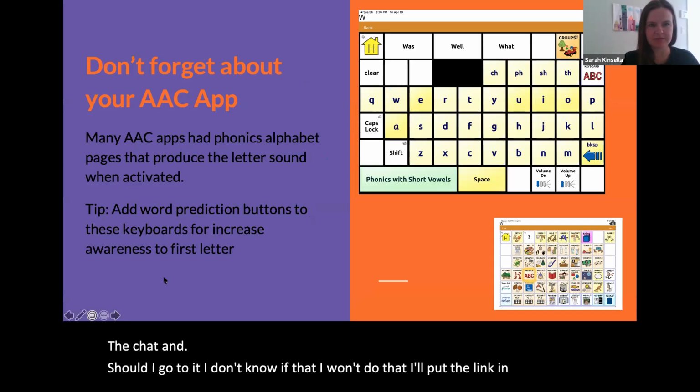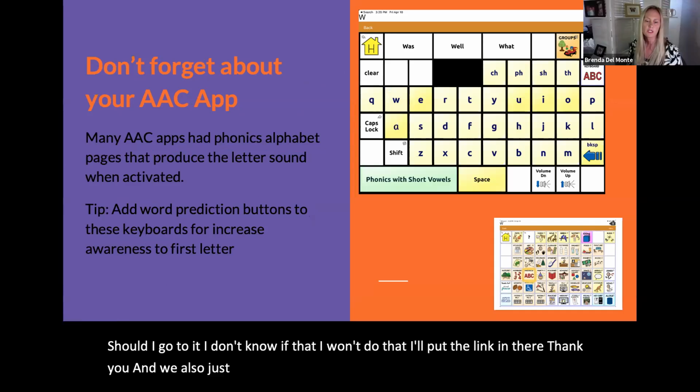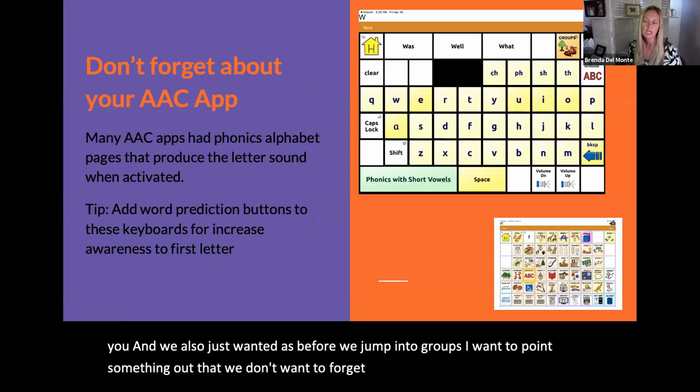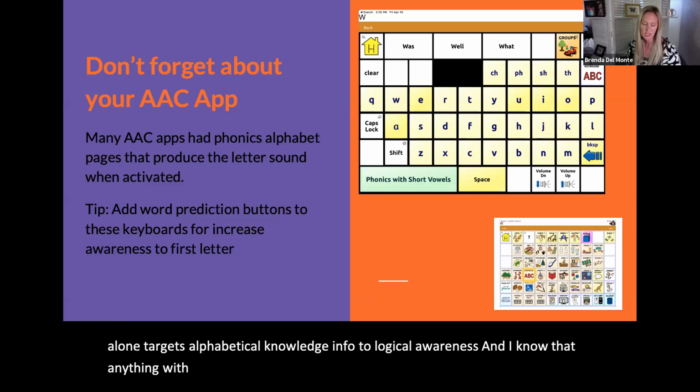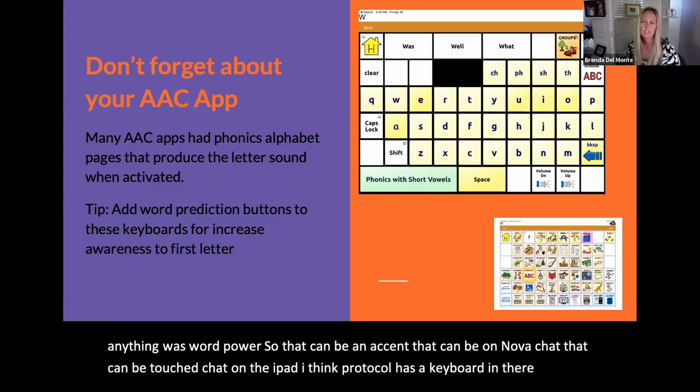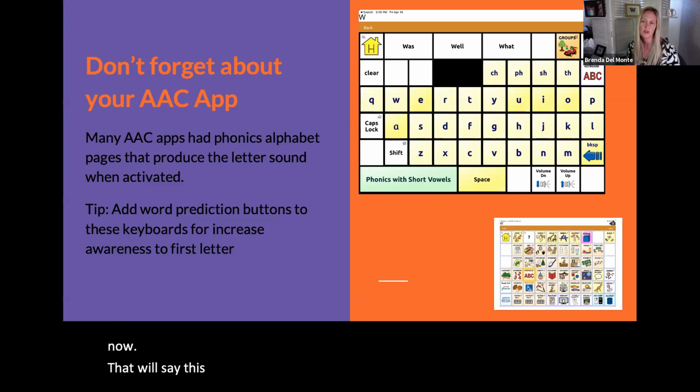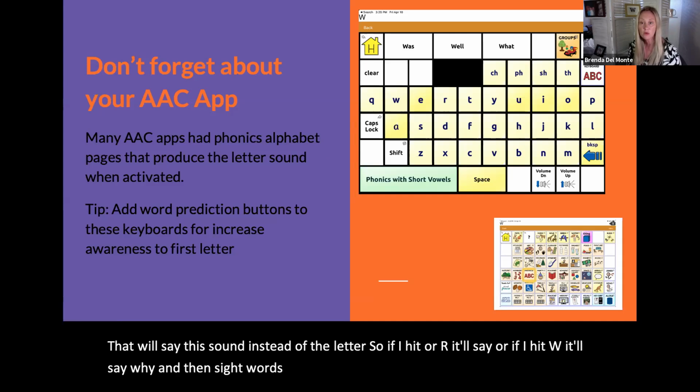Thank you. And before we jump into groups, I want to point something out that we don't want to forget about: the fact that your AAC app alone targets alphabetic knowledge and phonological awareness. And I know that anything with Word Power, so that can be on Accent, that can be on NovaChat, that can be TouchChat on the iPad. I think Proloquo has a keyboard in there now that will say the sound instead of the letter. So if I hit R, it'll say r, if I hit W, it'll say wa, and then sight words come up, and they look at the words that start with W.